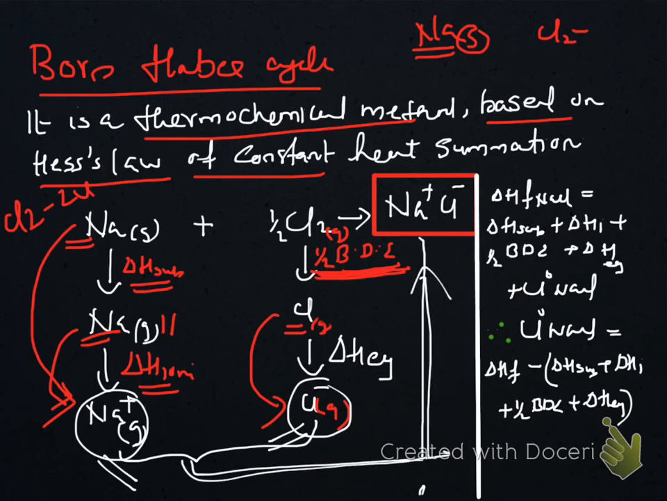During this process, some amount of energy is released. That is called lattice energy, U0 of NaCl.